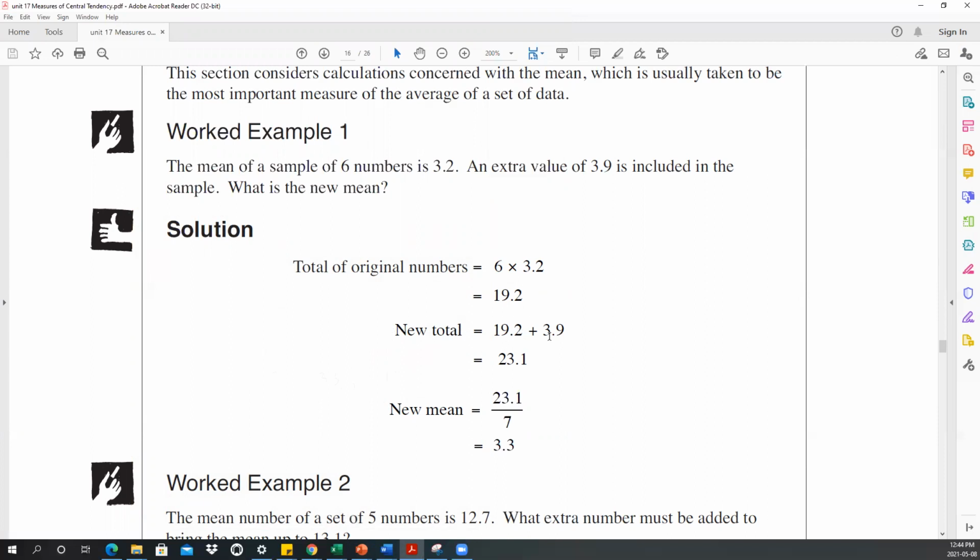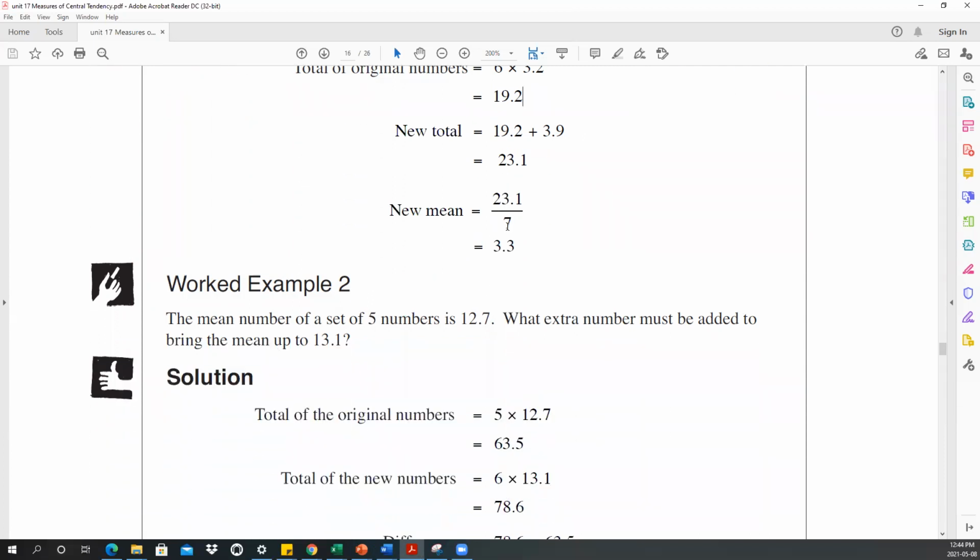And what you do to it now is add this extra number to it. Or is it 3.9? So you have 19.2, you add the 3.9, you get 23.1. And you move from 6 numbers to 7 numbers now because of this extra number. You divide by 7. That's where you get the 3.3.